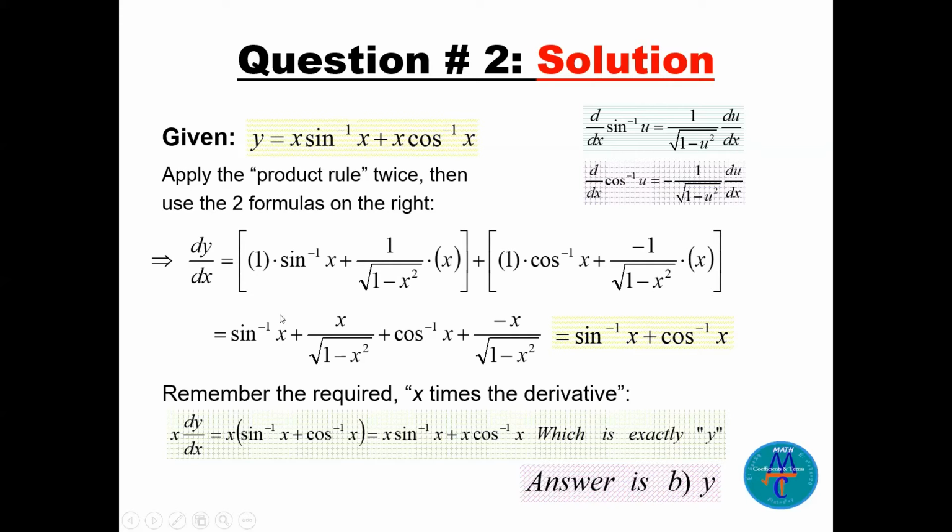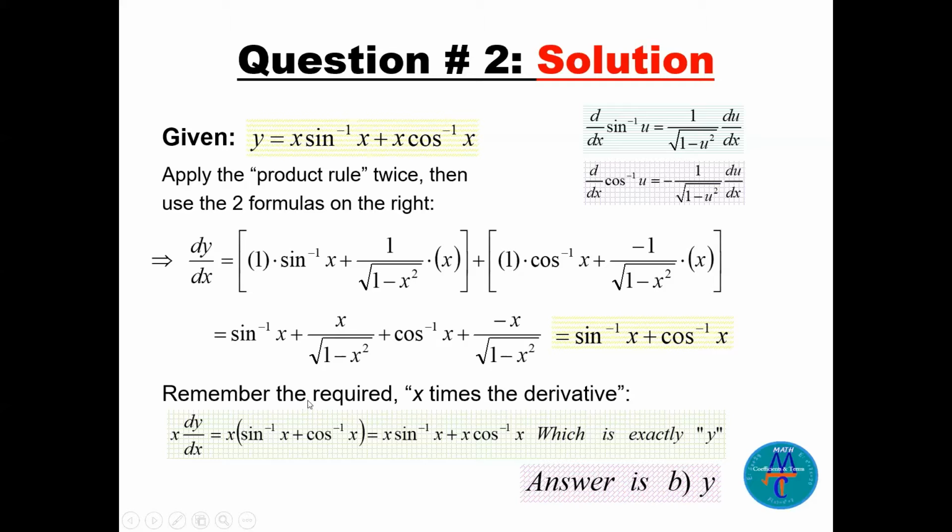Let's simplify more. This is inverse sine of x. This is x over square root of 1 minus x squared. And this one will be plus inverse cosine of x plus this. Now we have a minus x over this plus x over the square root. We can cancel. What's left is inverse sine of x plus inverse cosine of x.